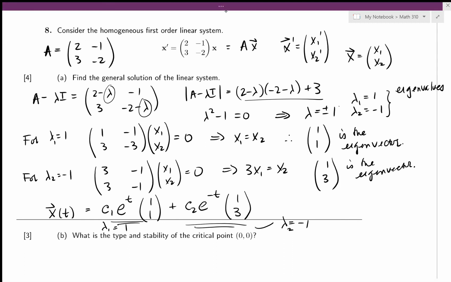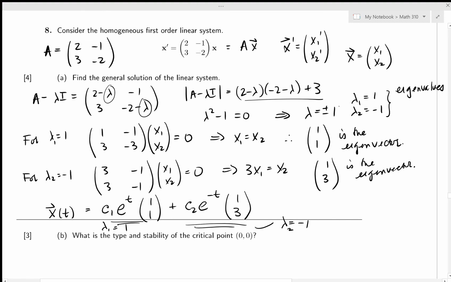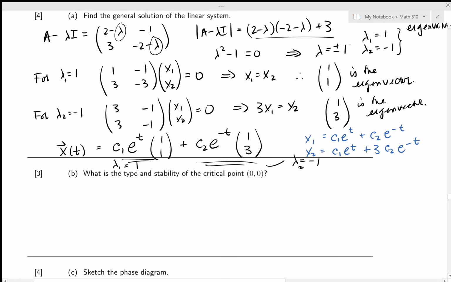Because I've had some questions about this, I just want to make this clear. This means that x1 is equal to c1 e to the t plus c2 e to the minus t, and x2 is equal to c1 e to the t plus 3 c2 e to the minus t. Okay. So it's a way of representing both solutions using vector notation. Okay. All right, so we've got the solution.